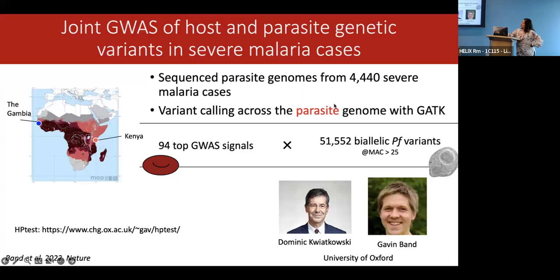And this is what we did. We did a joint genome-wide association study for host and parasite genetic variants in severe malaria cases. We sequenced the parasites from 4,440 severe malaria cases, and tested for association between the top human genetic variants, the top signals from just a host GWAS, against the parasite genome.